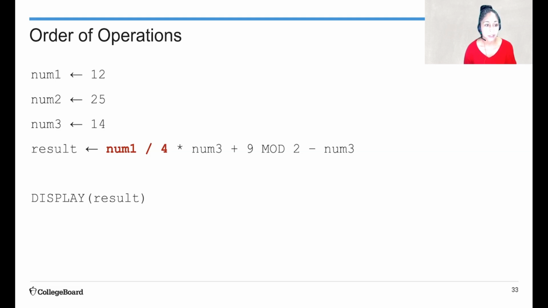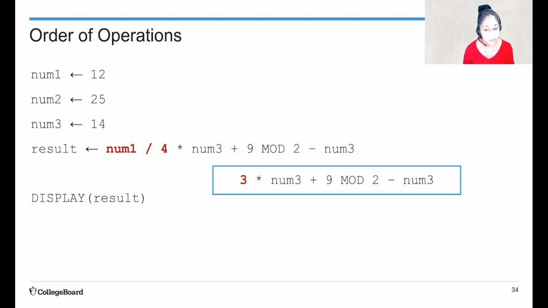Num1 currently stores the value 12, so that's going to give me 3. So now the next piece that I have to evaluate is the 3 times num3. Num3 currently stores the value 14. So when I do 3 times 14, I'm going to get 42. Now I have 42 plus 9 mod 2 minus num3. Okay, so mod is going to be the next thing I do because again, it has a higher precedence than addition and subtraction. It's handled at the same level as multiplication and division. So 9 mod 2, or the remainder after dividing 9 by 2, gives me 1.